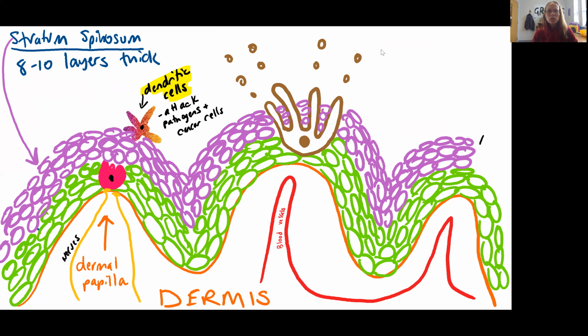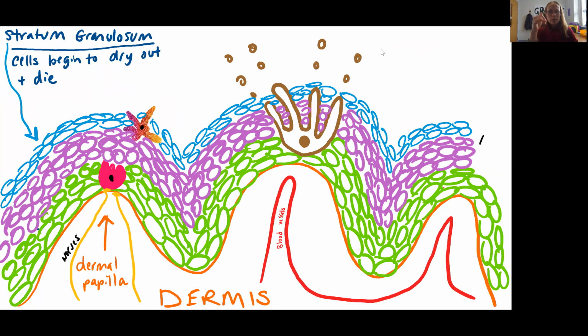Okay, now as those stratum spinosum cells get pushed up into the next layer, we see them becoming part of the stratum granulosum. And this is really where we start to see those cells really producing a lot of that keratin, really drying out, connecting together, further and further away from the blood supply. So cells in this layer are really beginning to dry out and die. So as we're getting into the stratum granulosum, we no longer have really actively dividing living cells.